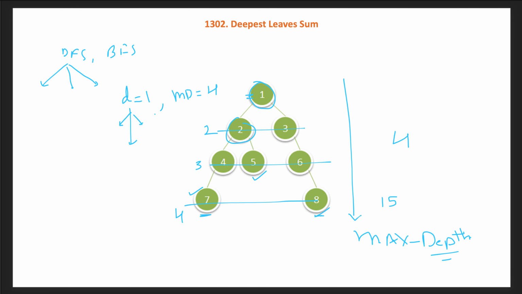As soon as the depth d is equal to the max depth, we also check if the node is a leaf or not. If it is a leaf node, we just add it into a sum. We use a global variable where we store the sum, initialized from 0. Whenever we find this node we add 7, so the sum becomes 7, then when we find 8 we add that as well, so plus 8. This will become 15. So this is the DFS approach.